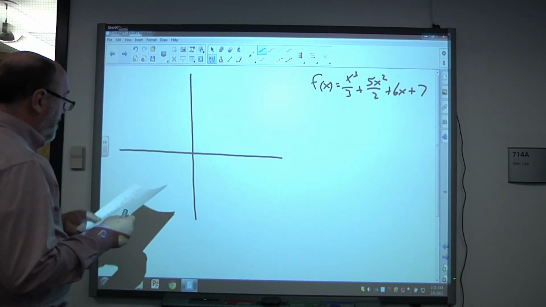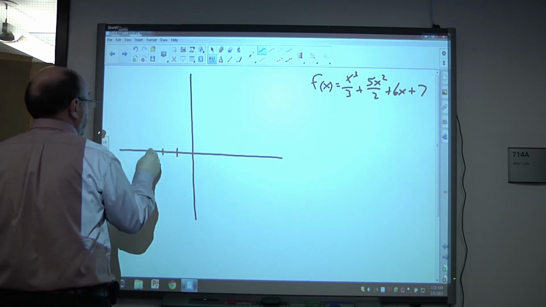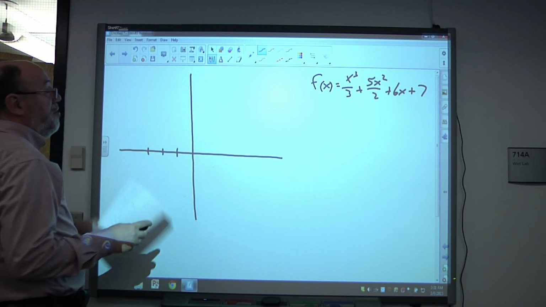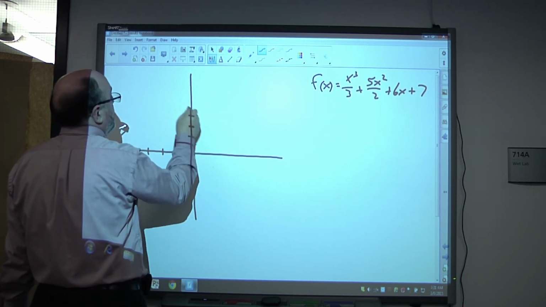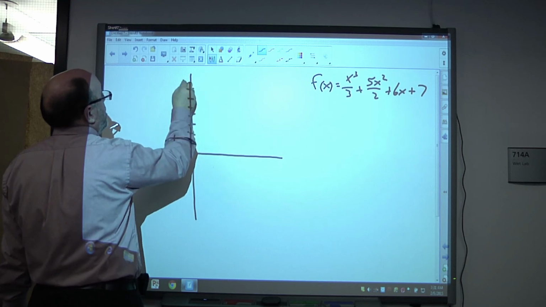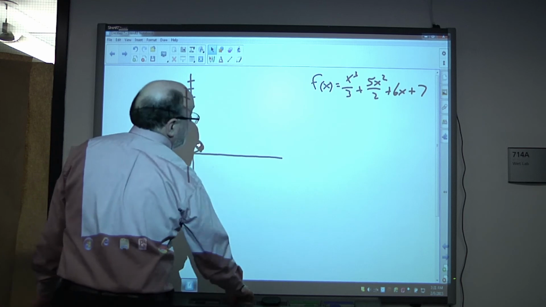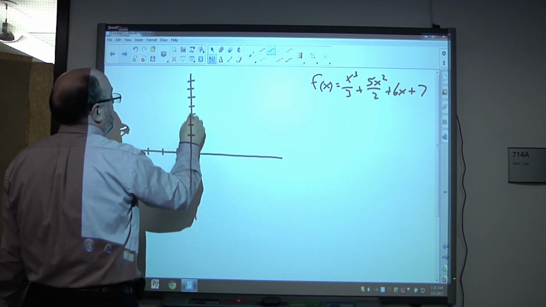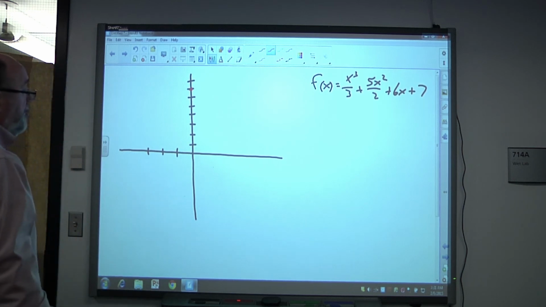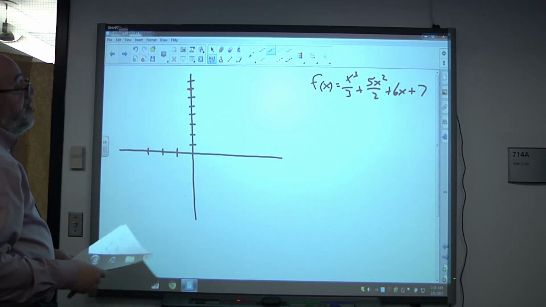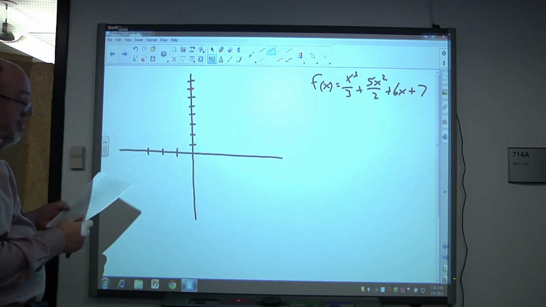We want, in terms of points, we know also, very quickly, that the y-intercept is 7. So all I've got to do is put zeros in for x. So I know I'm there. We know that the critical values were negative 3 and negative 2.